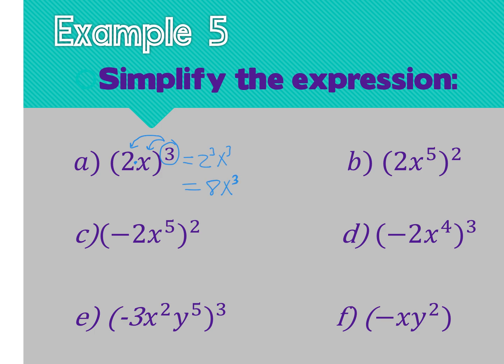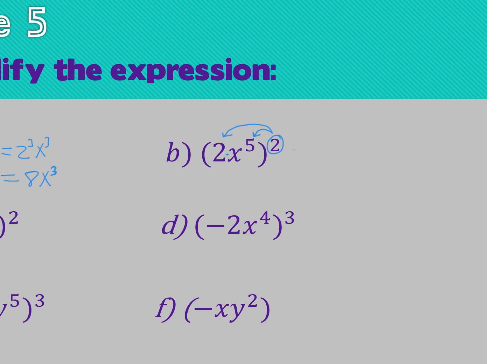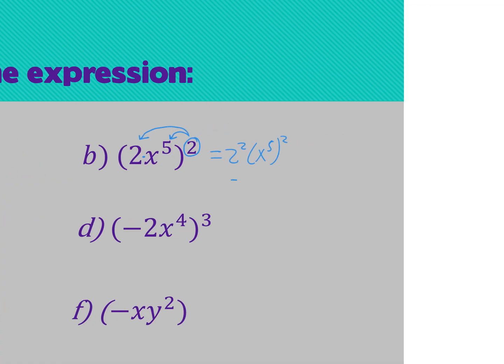All right. Example B is something very similar. It's 2 times x to the 5th, all squared. So I'm going to take that 2 and distribute it to both of those factors. So this is going to be 2 to the power of 2 and x to the 5th to the power of 2. And 2 to the power of 2 is just 2 times 2, so 4. And here, a power to a power, I can multiply those powers. This is going to be 4x to the 10th.